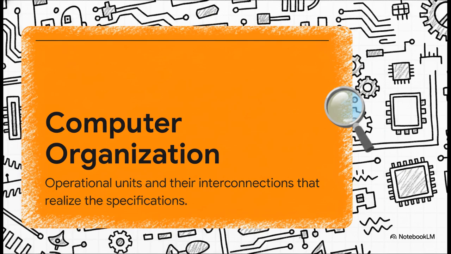A programmer relies on a multiplication command working flawlessly. They honestly don't care if the hardware engineer achieved that by using a dedicated, super expensive hardware multiplier chip or a cheaper, slower series of repeated additions. That's the engineer's organizational problem. Organization is all about the physical hardware details, the specific control signals, the interfaces between the computer and peripherals, and the underlying memory technology being used to make the blueprint a reality.